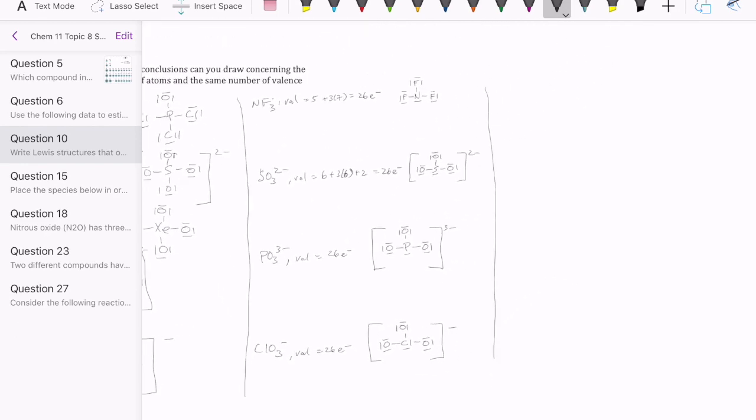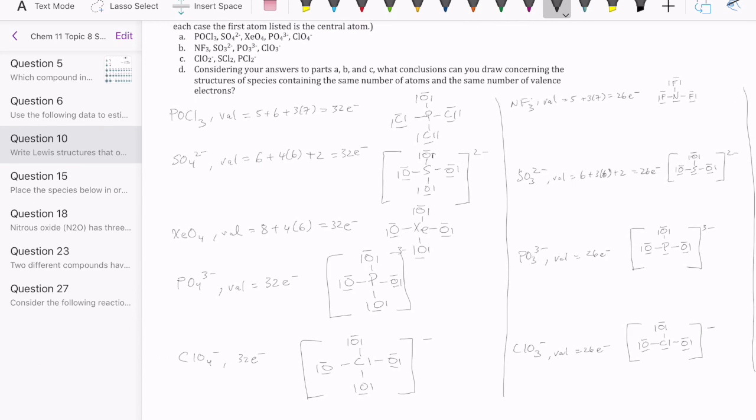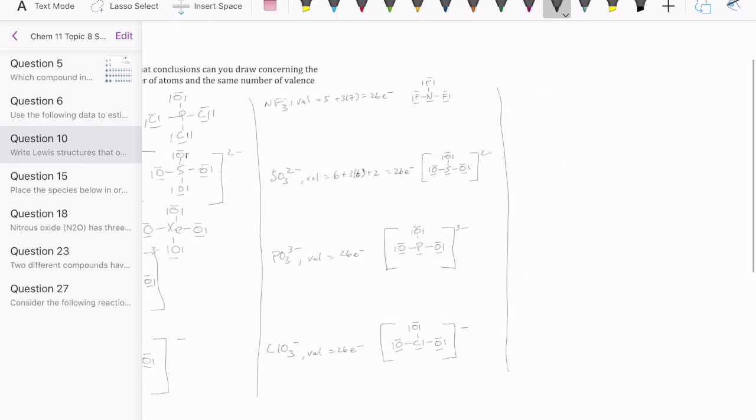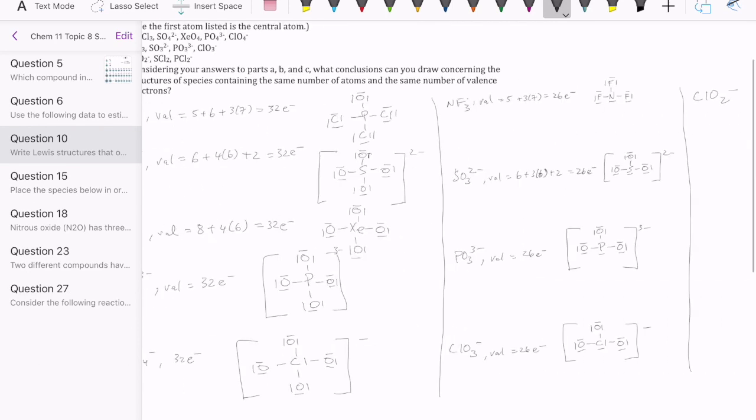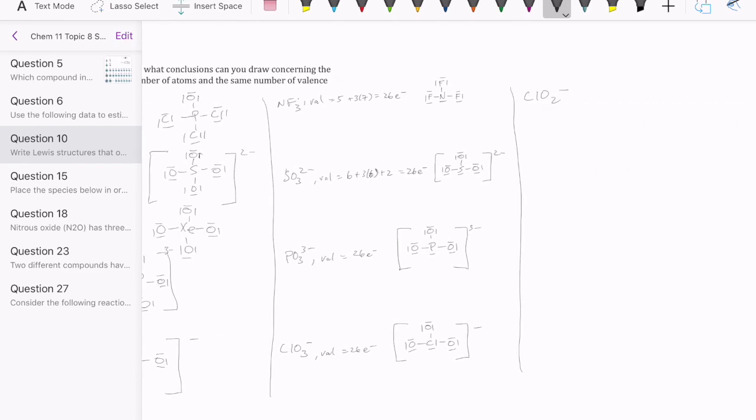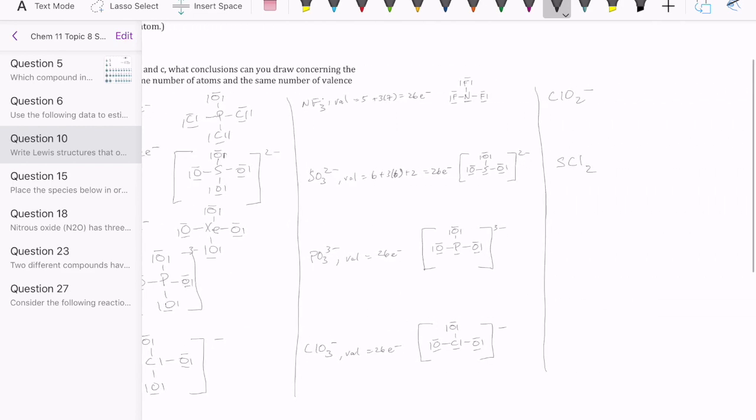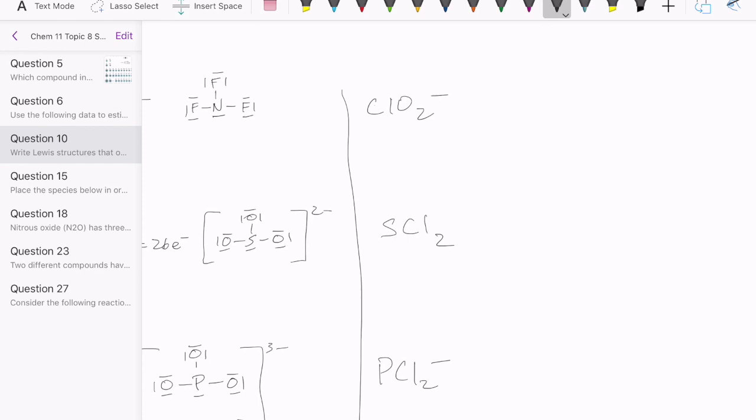Let's do one more here on the side for part C. In part C, we only have 3 species. We've got ClO2 minus, and then we have SCl2, and then we have PCl2 minus. Okay, let's count up what our electrons are. We've got 7 plus 2 times 6 plus 1, which ends up being 20 electrons.